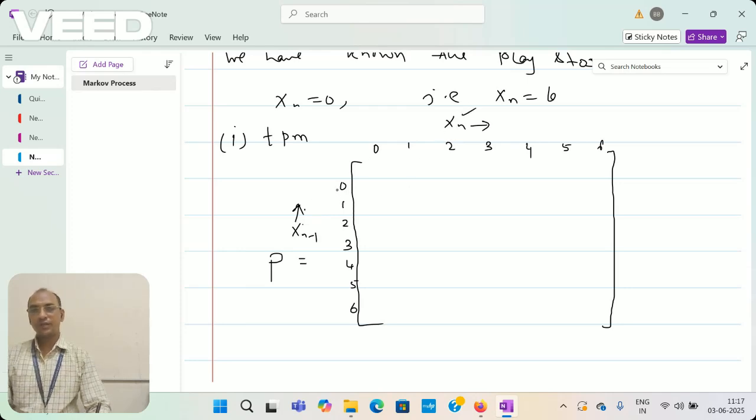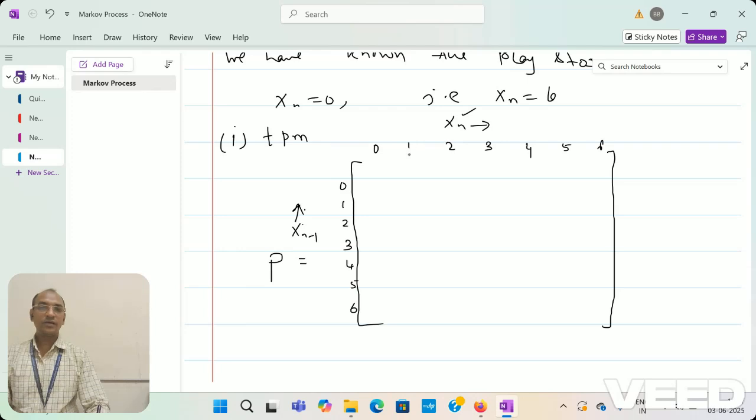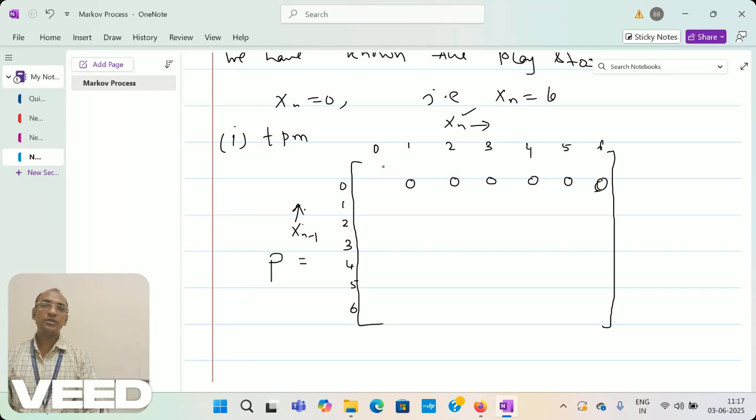Now when he will have 0 rupees, he cannot bet anything. So there is no possibility of gaining 1 rupee, 2 rupees, anything. So what will happen here when he will have 0 rupees? He cannot bet anything, so there is no chance of winning or losing anything. So these entries will be 0. But from the stochastic property of the TPM, the sum of the elements in the row should be 1.